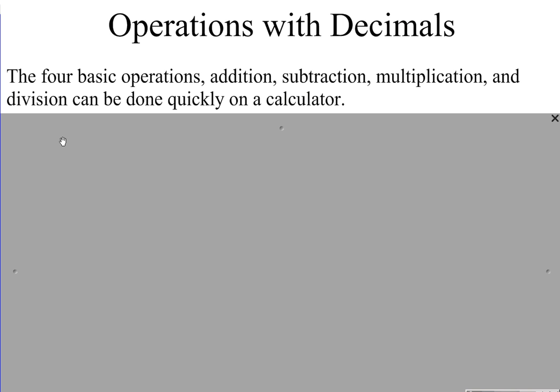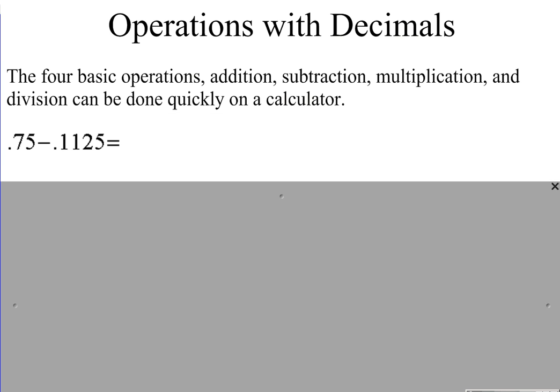Operations with decimals. 4 basic operations of addition, subtraction, multiplication, and division can be done quickly on a calculator. So we're not going to talk a lot about the rules because you have calculators that you can use on the ACT test. We are going to get you proficient at being able to use them.